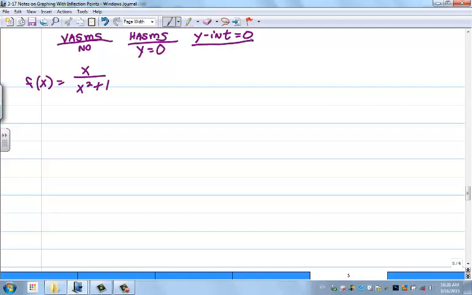So that's all important information. Now I'm going to find f prime of x and f double prime of x, and then I'm going to do you a pretty graph. So very quickly I'll find f prime of x. If you need to pause it, pause it.